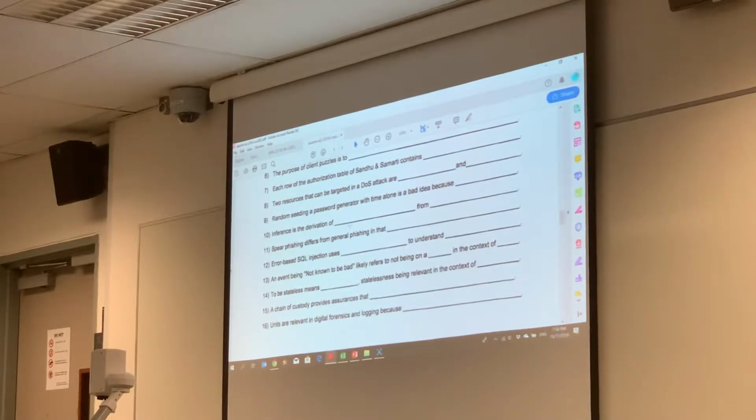A chain of custody provides assurance that what? What does the chain of custody provide assurance of? I don't know. Is it proof of work? Blockchain means proof of work. Chain of custody provides assurance that... Proof of work, I don't know. Yeah, could be.